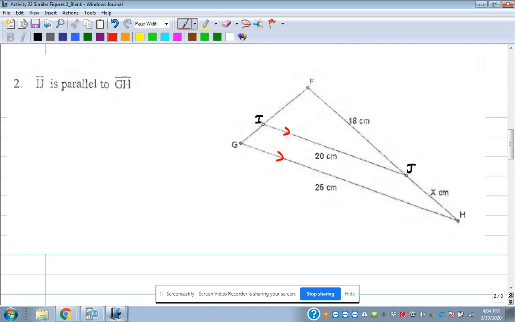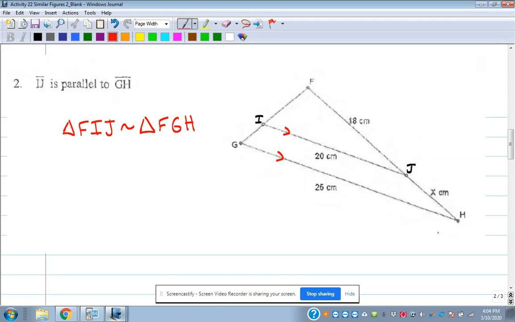Well, there's only 2 triangles there, right? Triangle FIJ has got to be similar to what triangle? FGH. Good job. Got to follow it around the picture the same way.